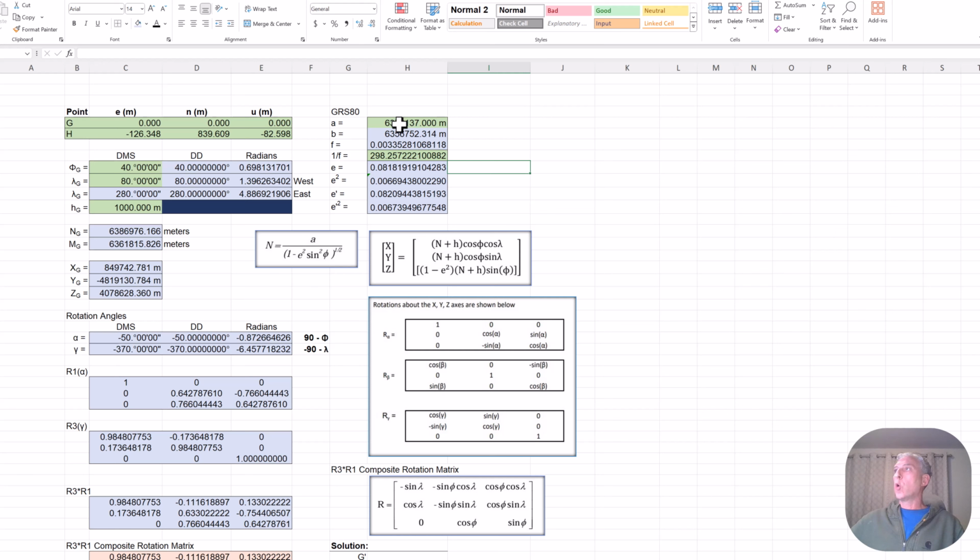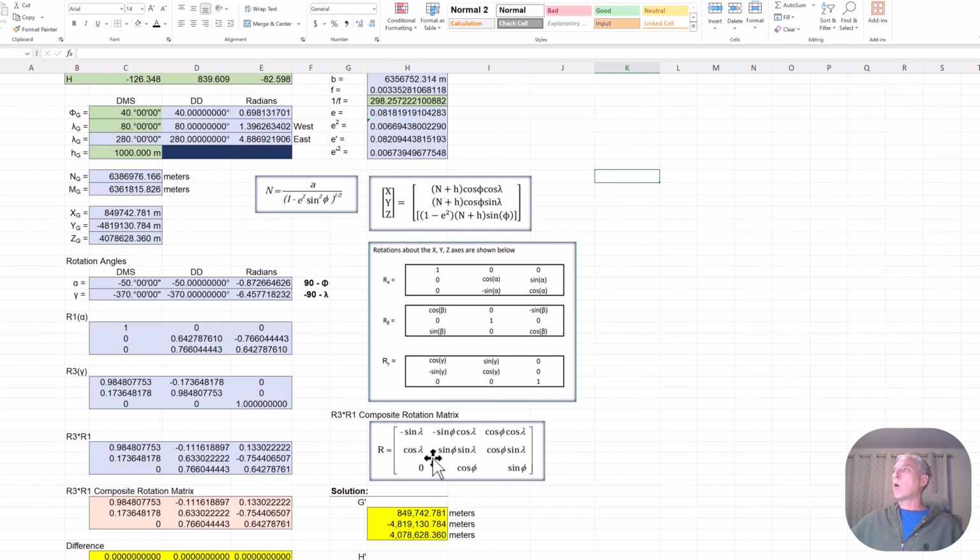And I also put here the green boxes under GRS 80, which are what I looked up for the ellipsoid definition parameters, and then calculated what my B value was, my F value, my E squared and my E prime squared, and took the square roots. So here are all of the ellipsoid parameters that I need. And of course I have all of my equations here.